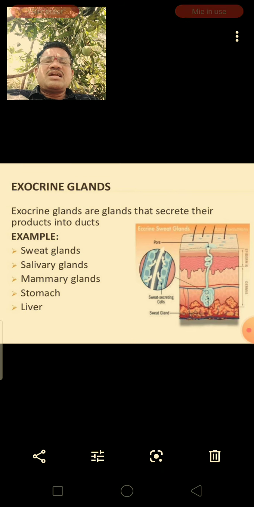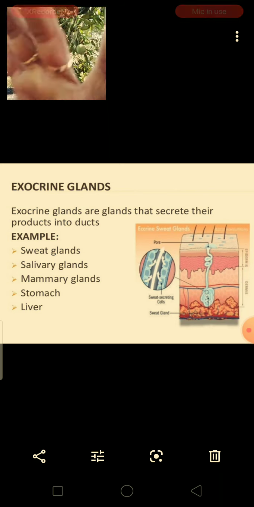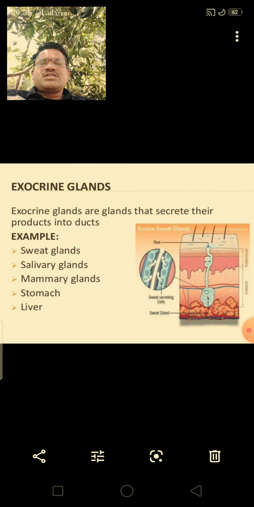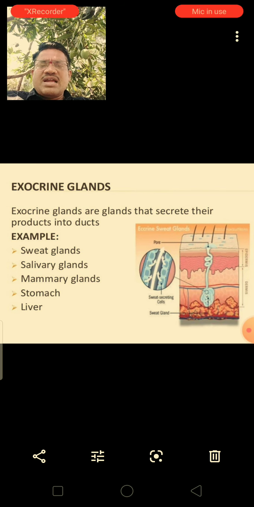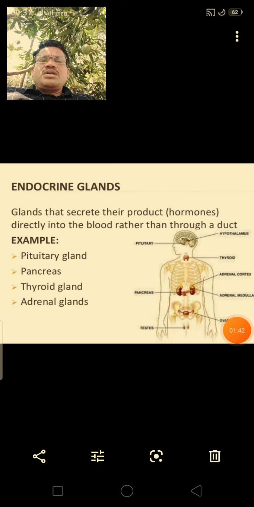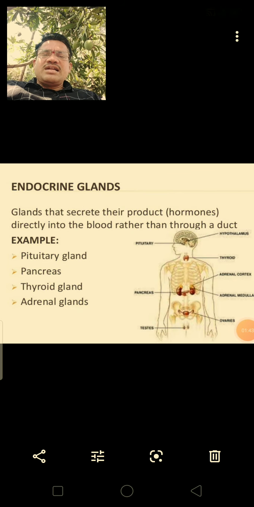Next, mammary glands. These glands are highly developed in females, less developed in males. These glands can secrete milk for the offspring. Next, stomach. These are called gastric glands, and majorly the liver, the largest digestive gland. Okay. Next one, endocrine glands.